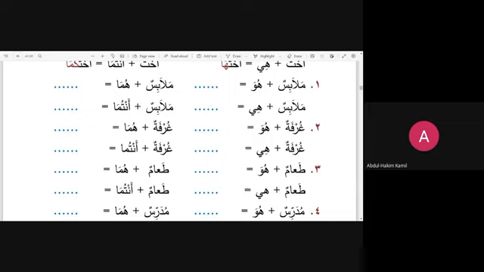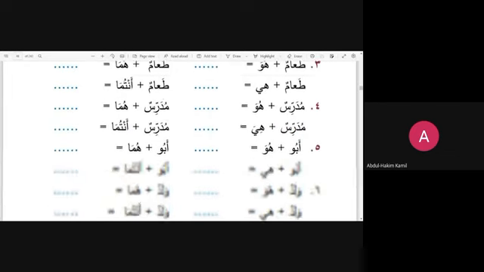This is easy. طيب يا عيسى, طعام. طعامه طعامها, طعامهما طعامكما. His food, her food, their food for two people, your food for two people. Tayyib, let me move this up.